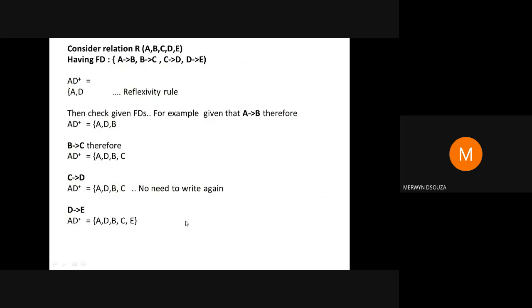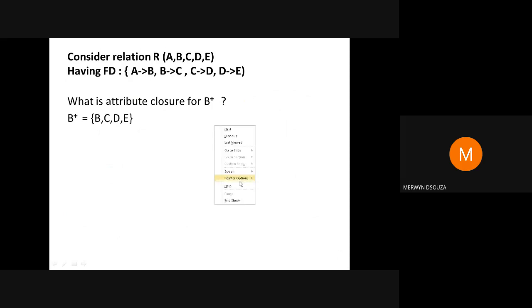Similarly, you can find the closure for any other attributes. You can try. In the same way, if you want to find the closure set for B, what will be the closure for B? The answer for that is, closure for B is B, C, D, E. How do you get that?